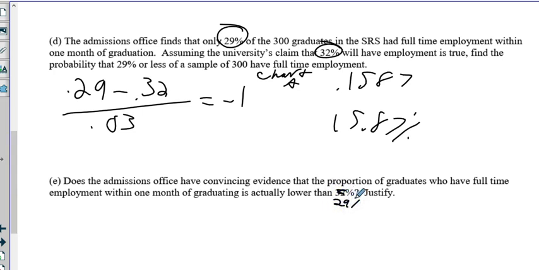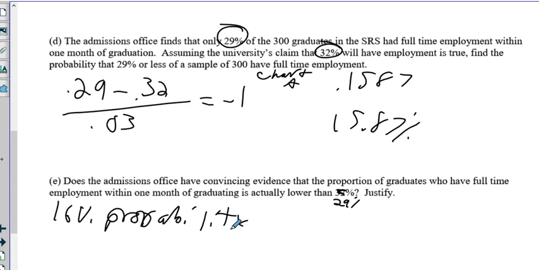Okay. So, does the admissions office have convincing evidence that the proportion of graduates who have full-time employment within 1 month is actually lower than 29%? That's opinion. You're talking about a 16% probability. So, in other words, what does that mean to you? Do you think it is or not? You have to go with that. You can justify it how you want to justify it. Is 16% enough of a probability?